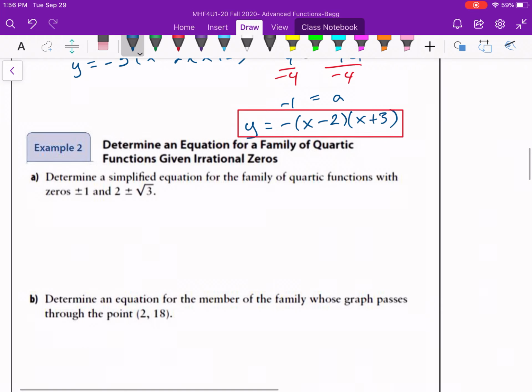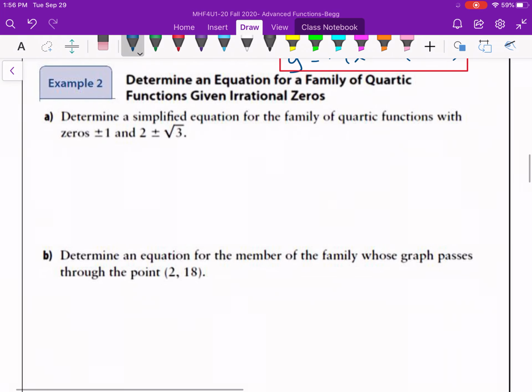Here's a more complicated looking one, but we're going to use the exact same approach. Irrational zeros just mean that we're going to have some square roots in there, but we'll do the same thing. We're given 4 zeros: positive 1 and negative 1, or plus or minus 1, means 2 different zeros, and 2 plus root 3 and 2 minus root 3 is the other pair. So literally, let's list them. So the zeros are negative 1, positive 1, 2 plus root 3, and 2 minus root 3.